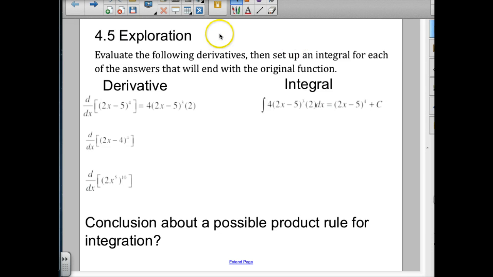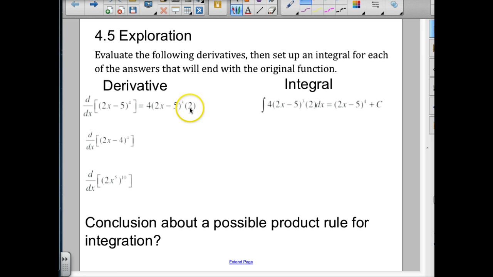Okay, we're going to start section 4.5 with an exploration of the relationship between a derivative using the chain rule and then its integral. So if we're trying to take the derivative of (2x - 5)^4 using the chain rule, we put the 4 out in front, (2x - 5)^3, so that's the derivative of the outside function, and then we multiply it times the derivative of the inside function.